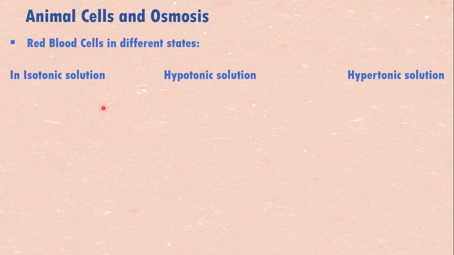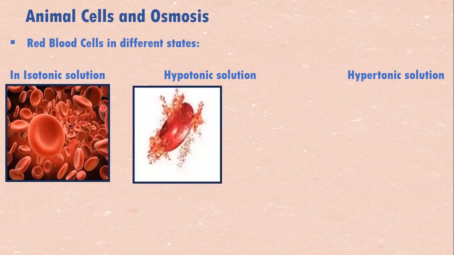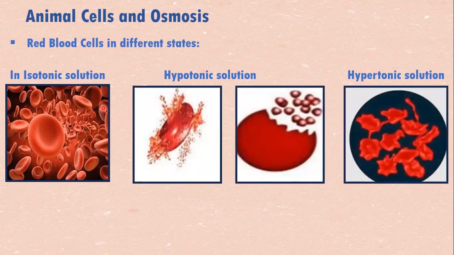And here we are looking at blood cells. This is how they look in isotonic solution, in hypotonic solution, and in hypertonic solution. The cells look like this. They are crenated in hypertonic solution, they burst (lysis) in hypotonic solution, and they are normal in isotonic solution.